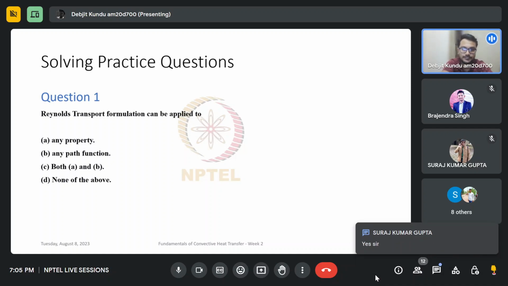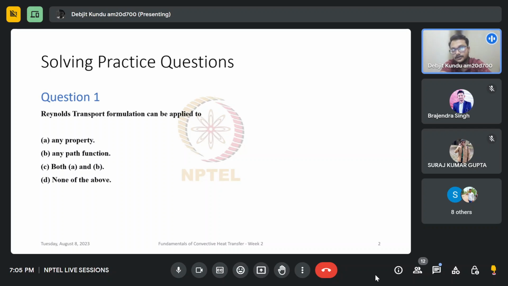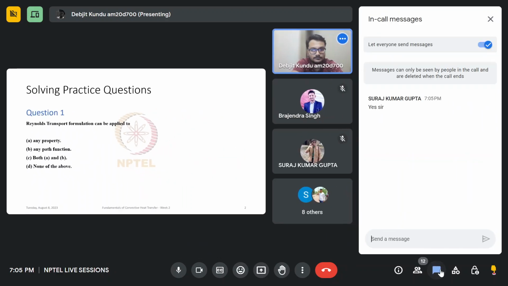So this is the first question of today's session. It's asking us that Reynolds transport formulation can be applied to what? Is it option A, any property? Option B, any path function, sorry. Or is it option C, both A and B? Or is it option D, none of the above? If you have any doubt regarding the question, you can always ask. And once you have figured out the solution, you can either type it in the chat box or unmute and answer. It's up to you.